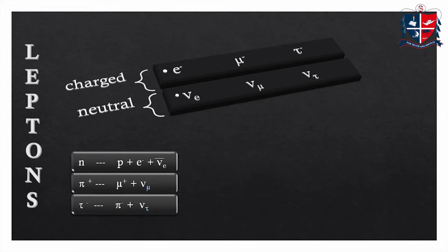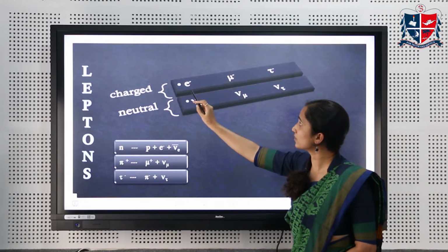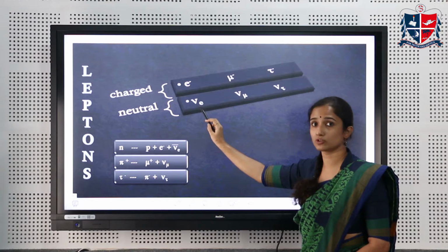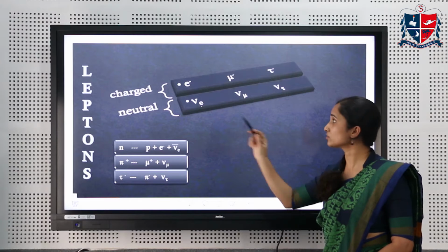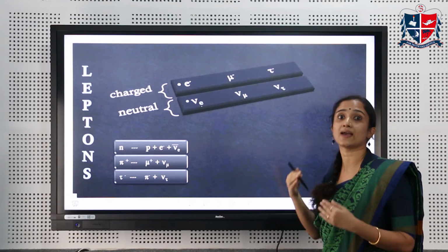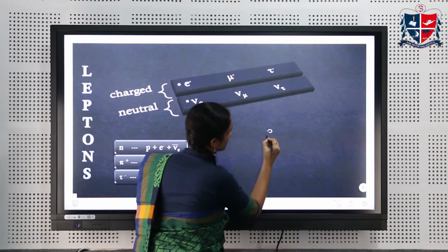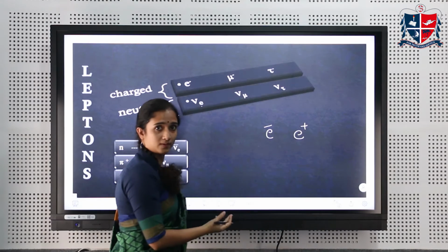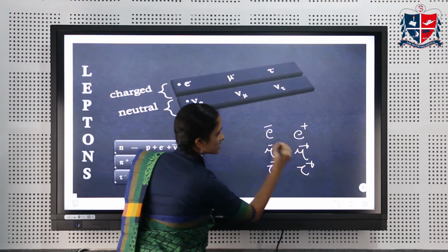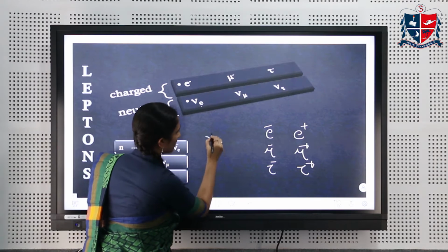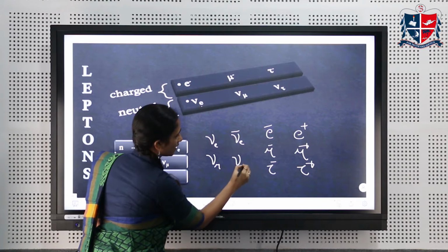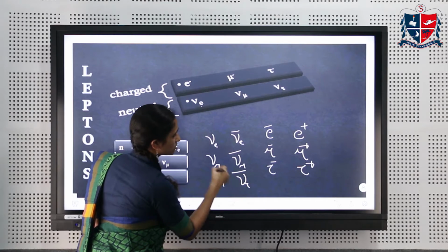Let's see more about leptons. As we have already seen, there are charged leptons which are electrons, muons and tau particles, and neutral leptons, which are electron neutrino, mu neutrino, and tau neutrino. So these 6 particles together comprise leptons. But that is not all. All these particles have their corresponding antiparticles. So let's see, for electrons, you have positron as its antiparticle. Now for muon, you have mu plus antiparticle. For tau, you have tau plus antiparticles. Similarly, for neutrinos, you have electron neutrino and the antiparticle is electron antineutrino. You have mu neutrino and mu antineutrino, tau neutrino and tau antineutrino.